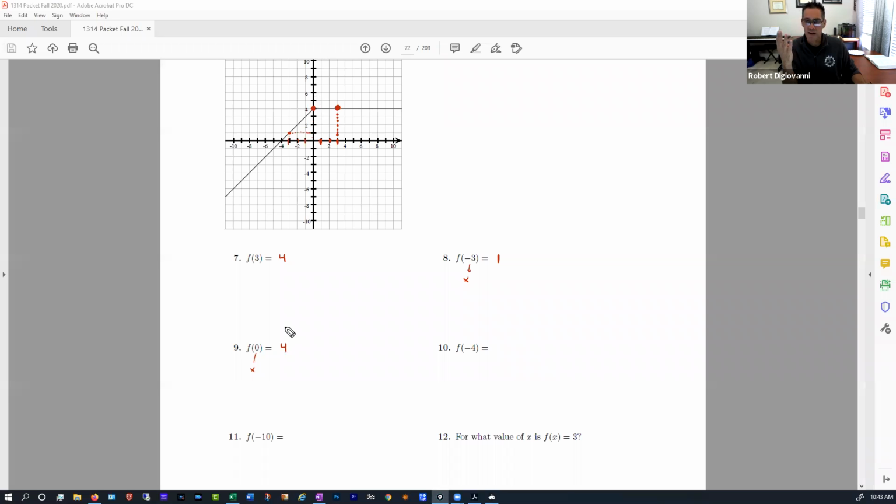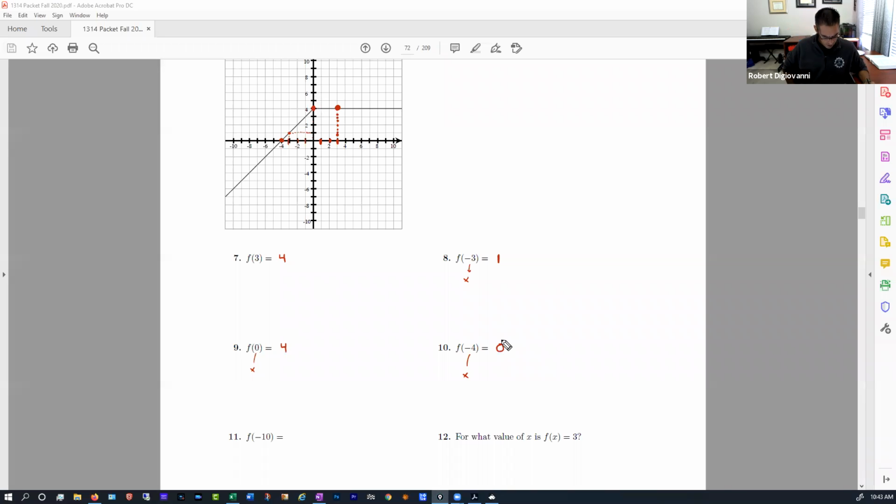The next one is -4, so we're plugging -4 in for x. So I go to the left 4, and wait a minute, doesn't my dot go right through there? Goes right through there. So what's the y value of that point? 0. Good.